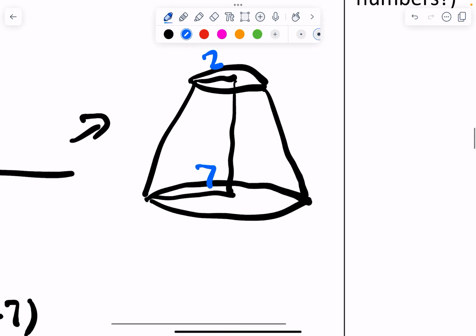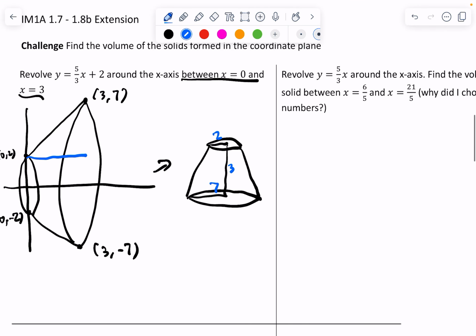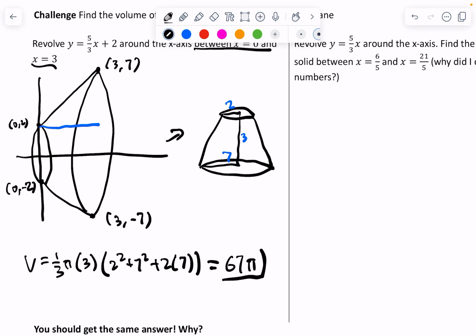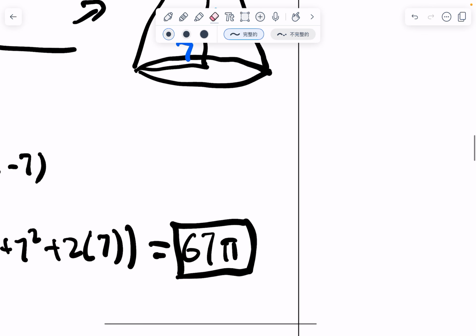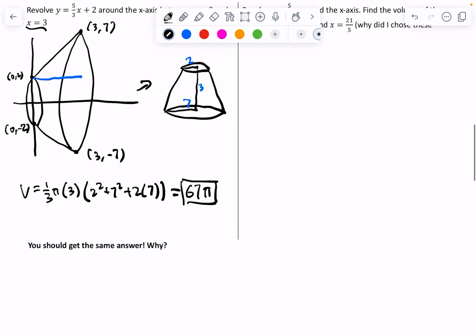Okay. And then the volume of the frustum, V equals 1 over 3 pi times h, which is 3, times 2 squared plus 7 squared plus 2 times 7. You should get a final answer of 67 pi. And yes, that was intentional. You're welcome. It's a number I really love. Okay.